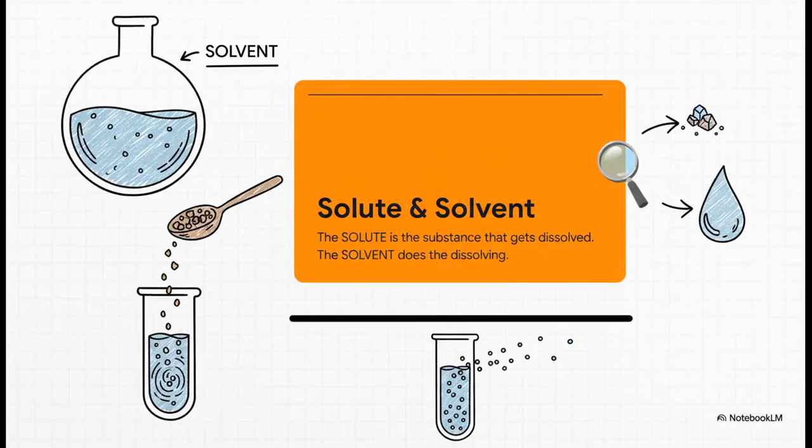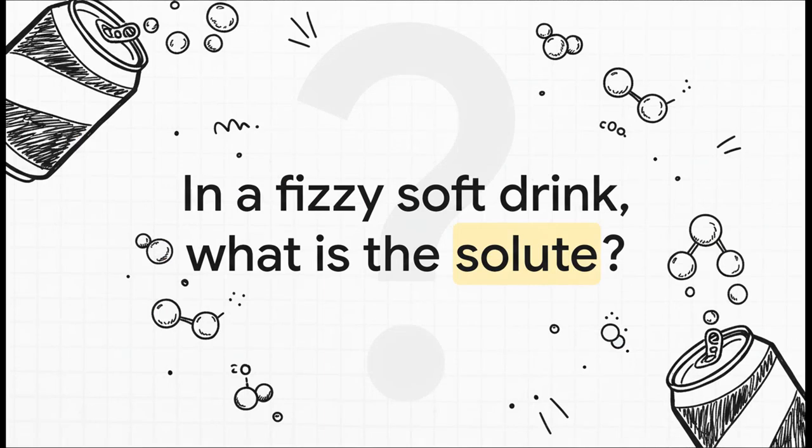Now, inside every single solution, there are two key players. You have the solvent, that's the main ingredient, the one doing the dissolving. And then you have the solute, that's the stuff that gets dissolved. So if we make salt water, water is our solvent and the salt is our solute. Simple as that.